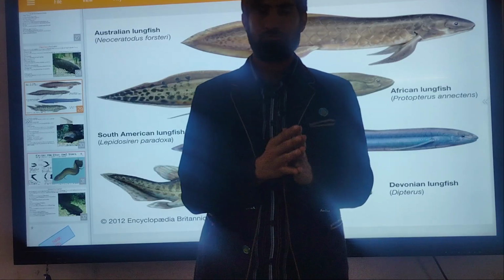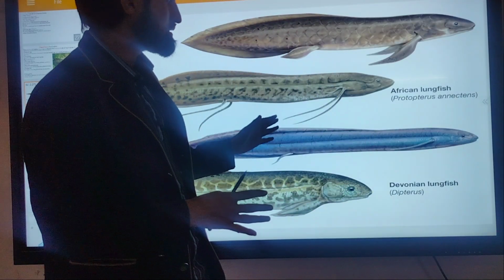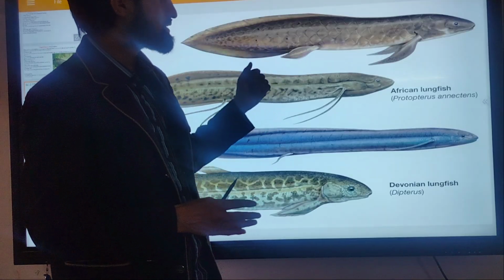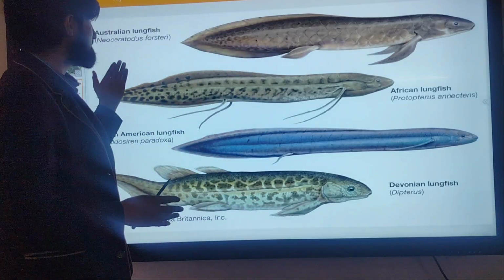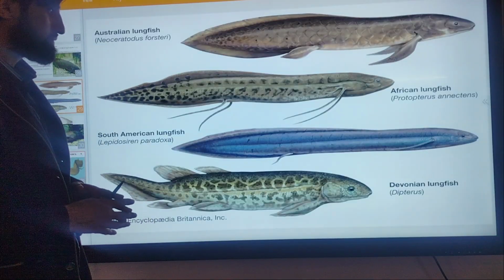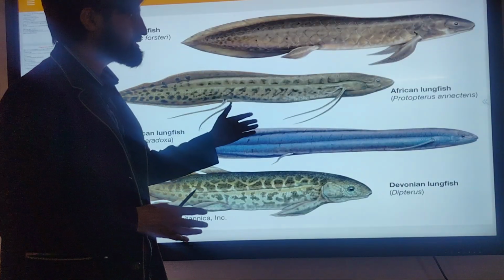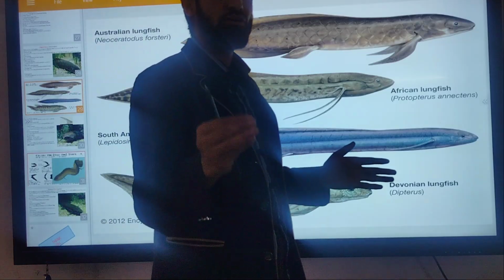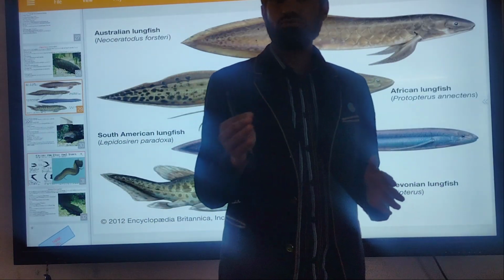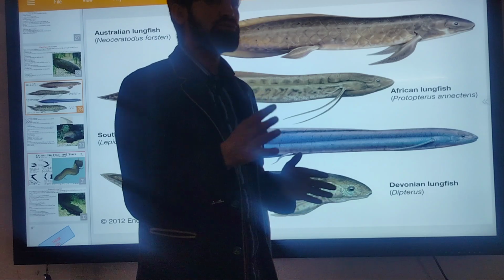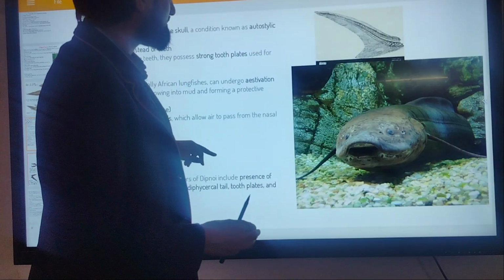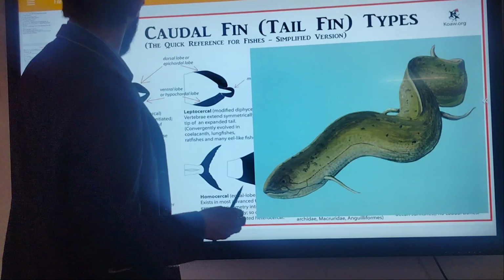coloration of fishes. You can see here in terms of lungfishes, the beautiful color of lungfish, African lungfish, Australian lungfish, and Lepidosiren, South American lungfish. Different color of the fishes is because of the presence of different types of chromatophores, xanthophore, iridophore, iridocytes. These cells contain different types of pigments. That is why they are beautifully colored.